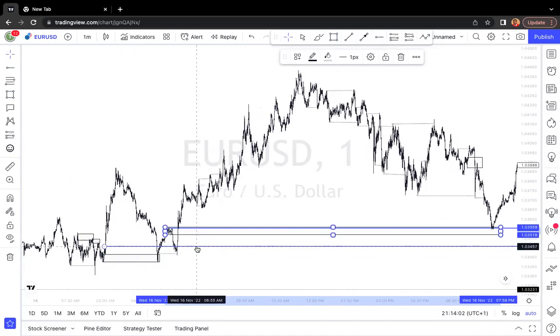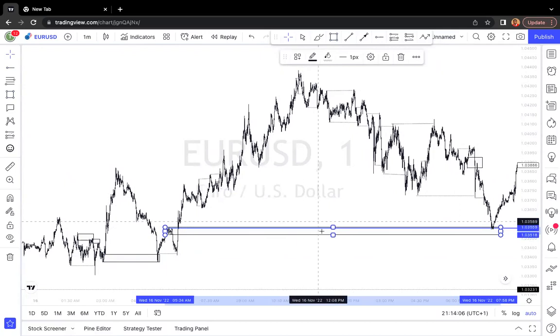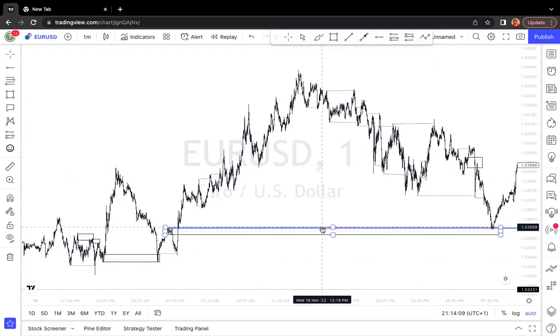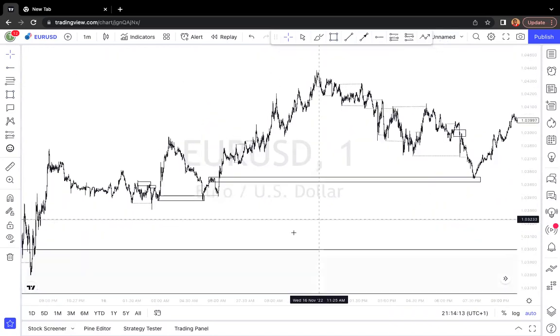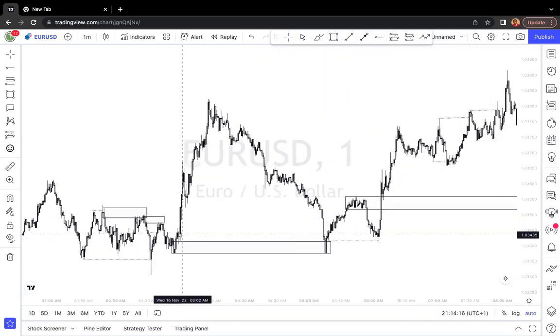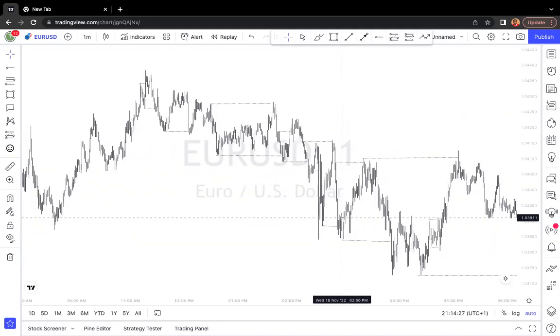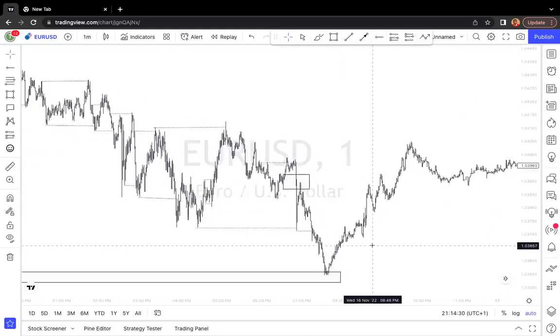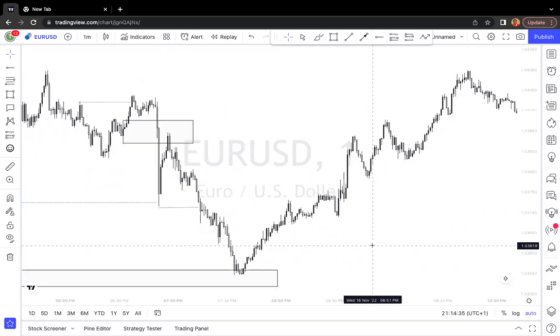Okay, so now I can take this guy out and I can take this, right? I can take this guy out. Okay, so we have a flip zone scenario here, well mitigated and moved. Aggressively escape the area. First point of contact is the breaker block before considering the extreme. So price came nicely, tapped on the breaker block, and then gave us our desired move to the upside. Okay, does that make sense?